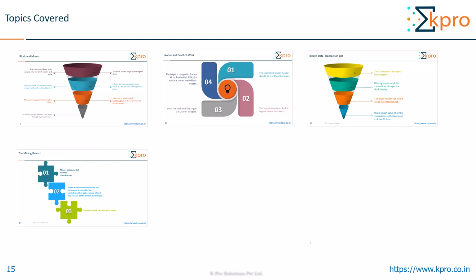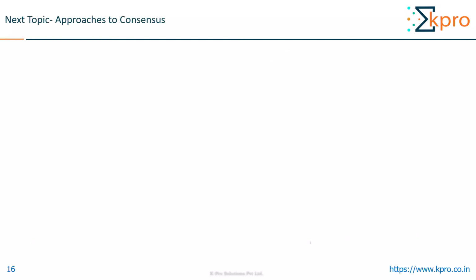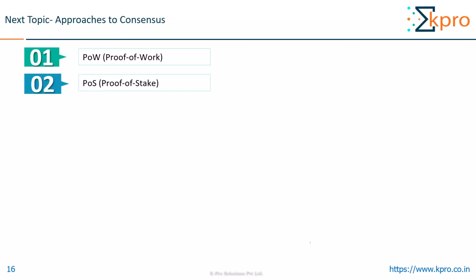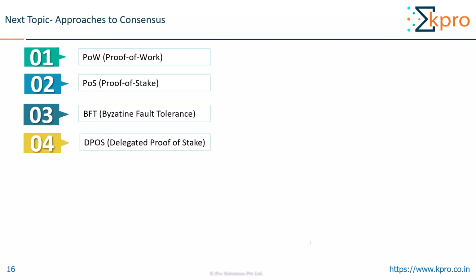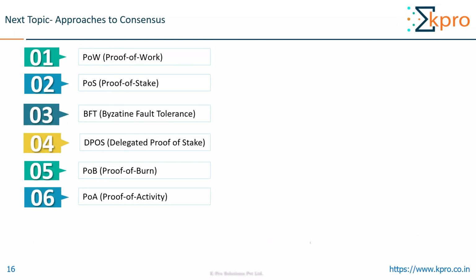Thank you for watching this video. In the next video, I'll be talking about the different approaches to consensus that will include proof of work, proof of stake, BFT, that is Byzantine fault tolerance, DPoS, that is delegated proof of stake, PoB, that is proof of burn, proof of activity, and finally proof of capacity.